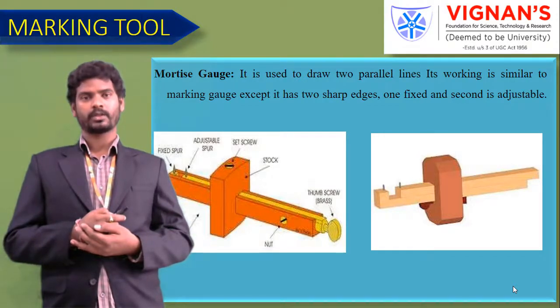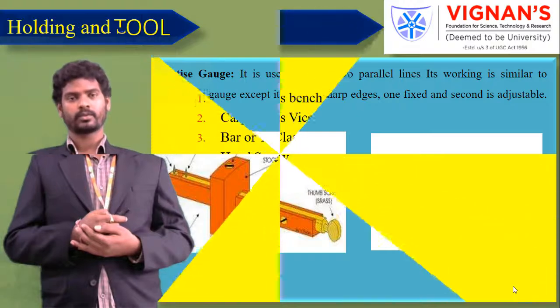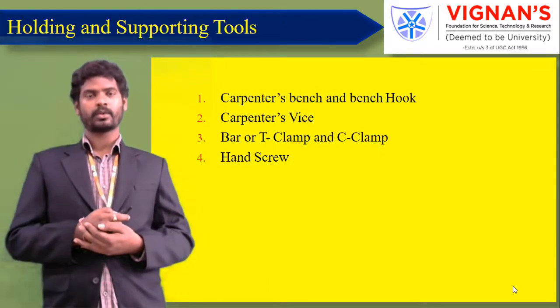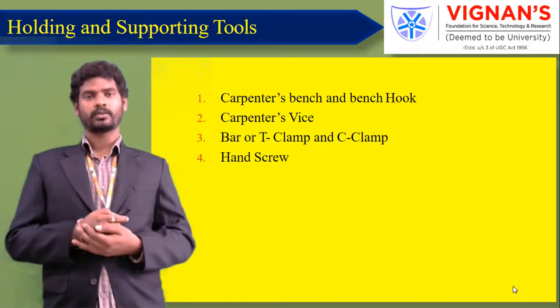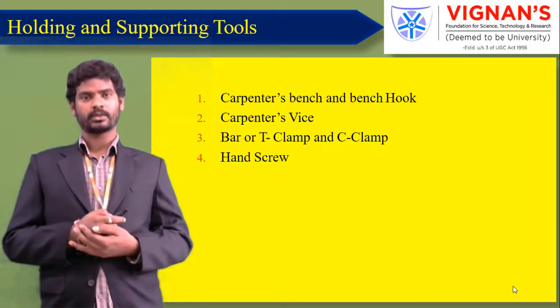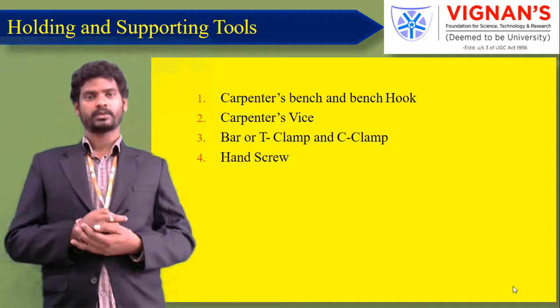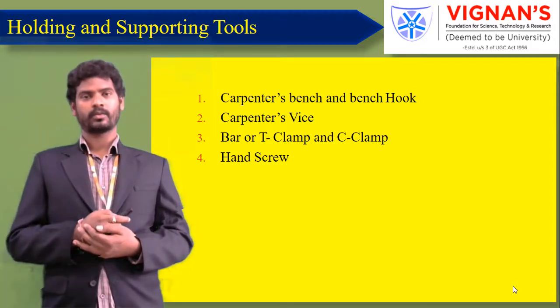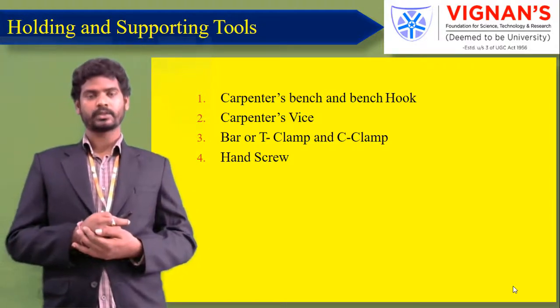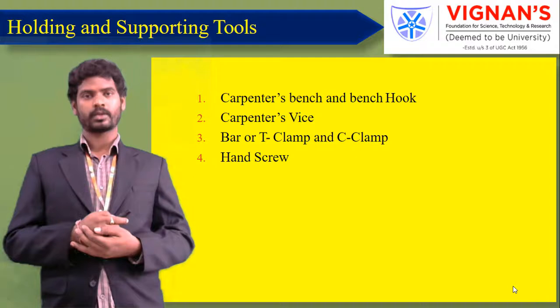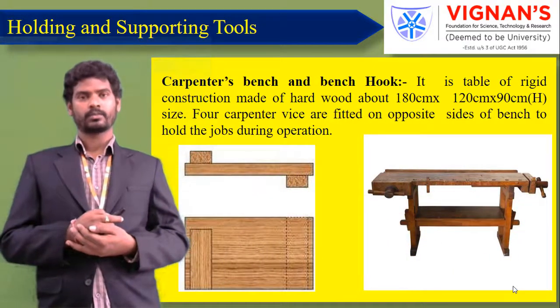The next one is holding and supporting tools. What are the different types of holding and supporting tools? Carpenter bench and bench hook, carpenter vise. Third one is T-clamp, C-clamp, hand shaft. These are the holding and supporting tools. What is the first one? Carpenter bench and bench hook. Okay. The figure shows the carpenter bench and bench hook.